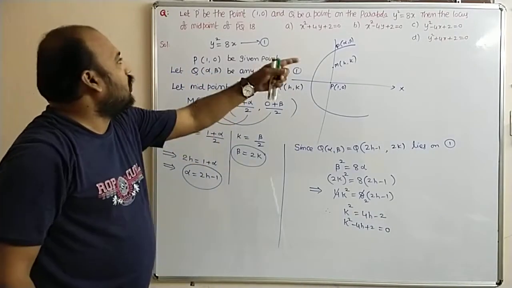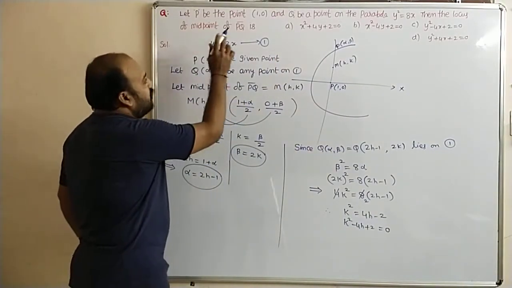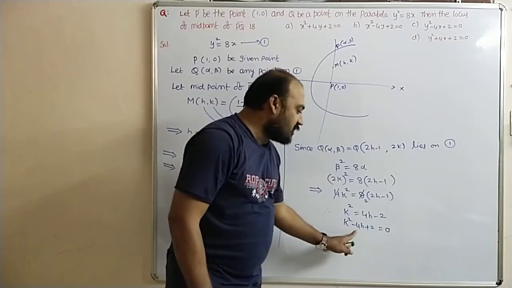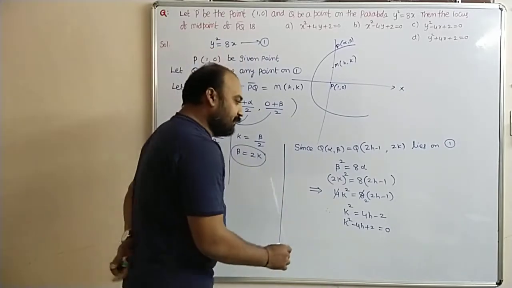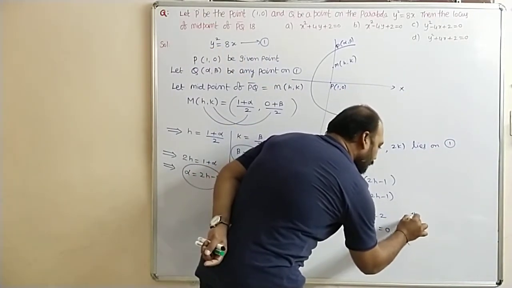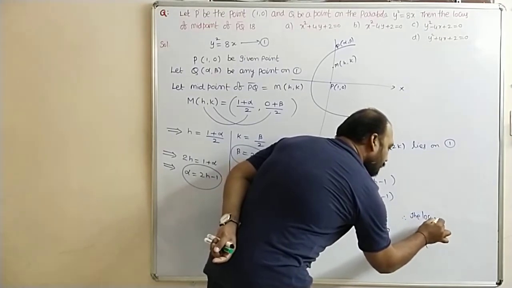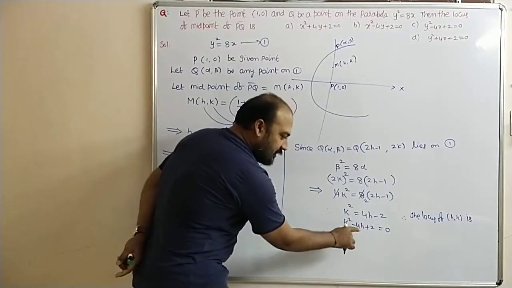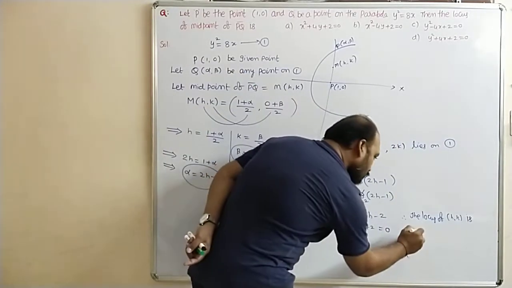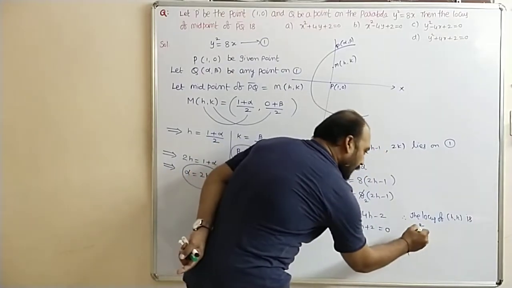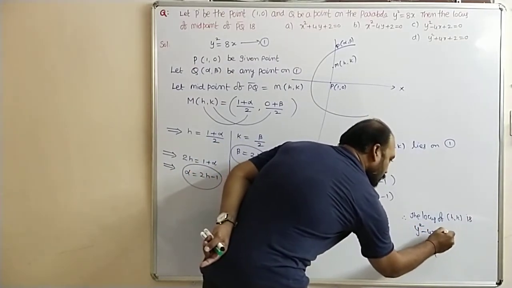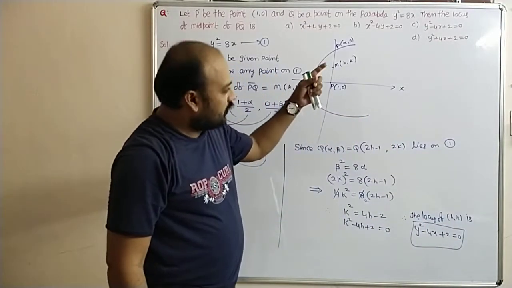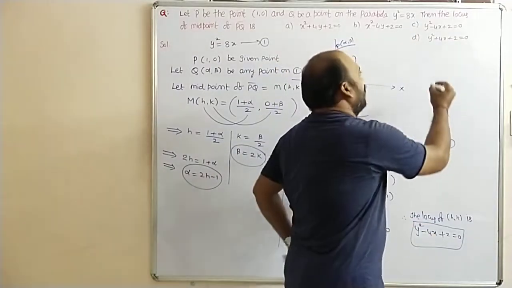But the question is the locus of the midpoint of PQ. The midpoint of PQ is (h, k), no? Whenever they are asking for the locus, in place of (h, k) you have to replace with (x, y). Therefore, the locus of (h, k) is, in place of h and k, replacing with x and y, y square minus 4x plus 2 equal to 0. Once you see the options, y square minus 4x plus 2, which is there in the third option.